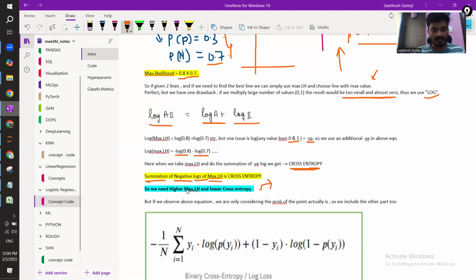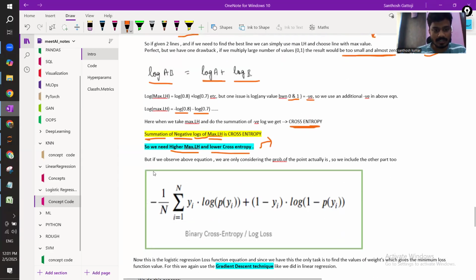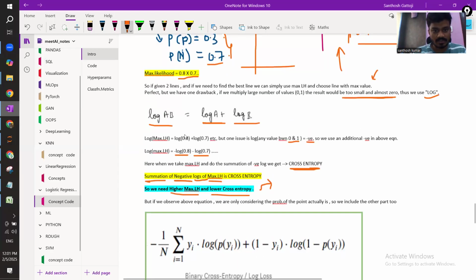So now our goal is to find the line which will give us the maximum likelihood or lower cross entropy. If you observe the final equation we are going to get here, this is the actual class. For example, if it is a positive class, we're taking the positive probability. If it is a negative class, we're taking its corresponding negative probability.